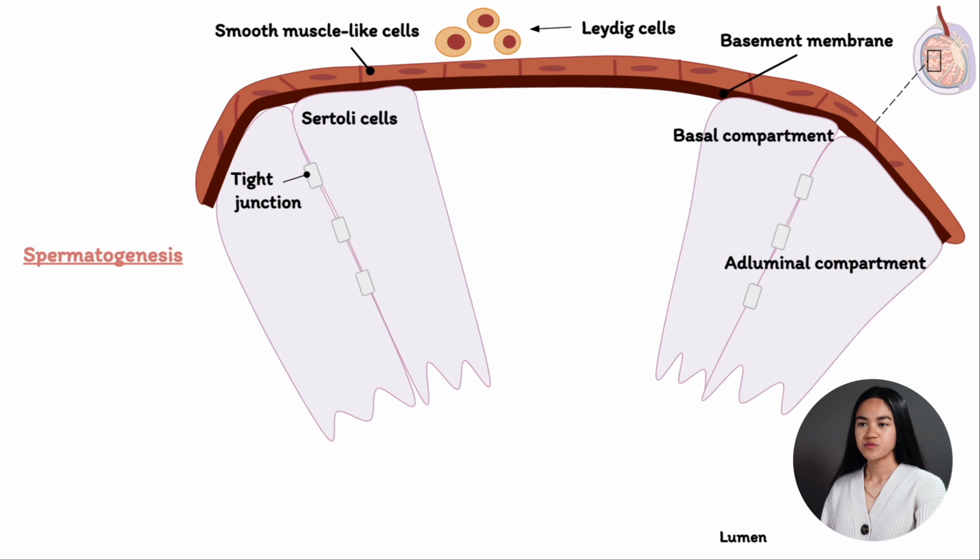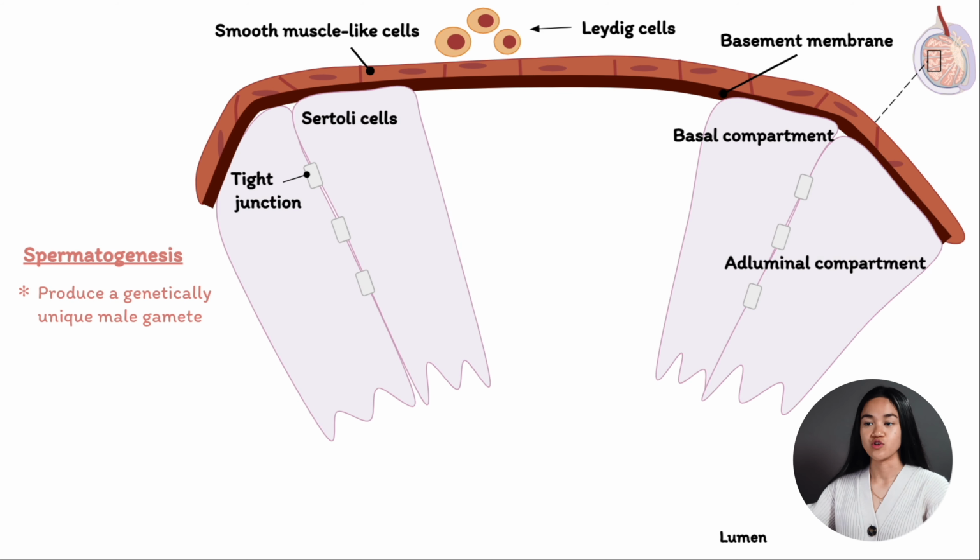The goal of spermatogenesis is to produce a genetically unique male gamete, and that male gamete can go off and potentially fertilize an ovum and produce offspring. Spermatogenesis is where a haploid cell, N, is produced from a diploid cell, 2N. It involves a series of cell phases, and we can divide it into three phases, and we're going to go through each of these phases.